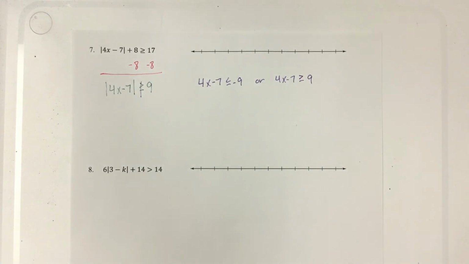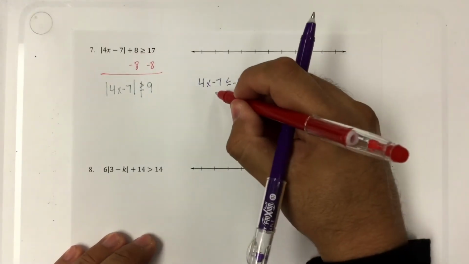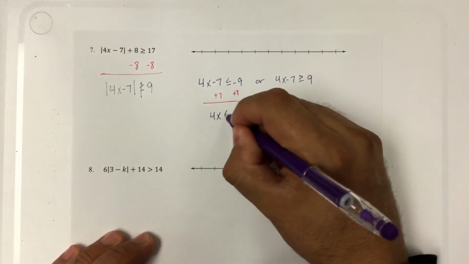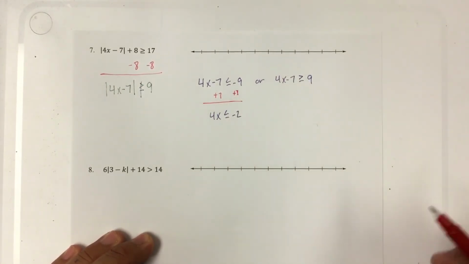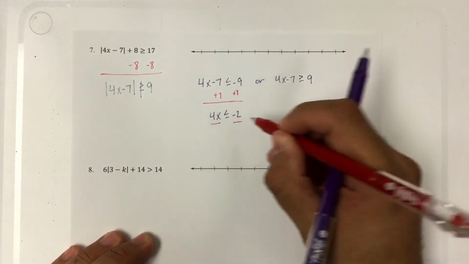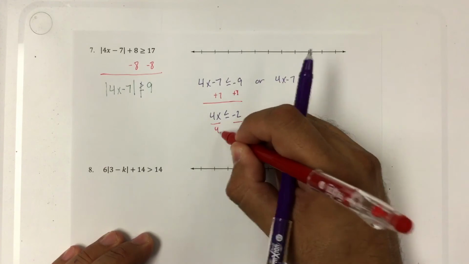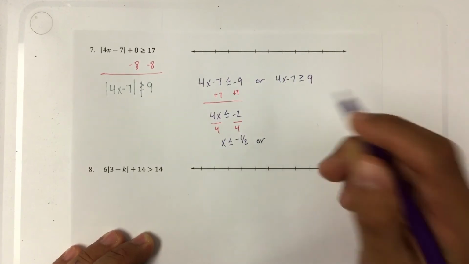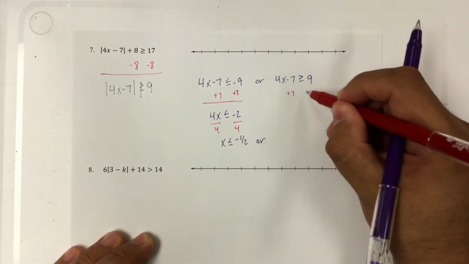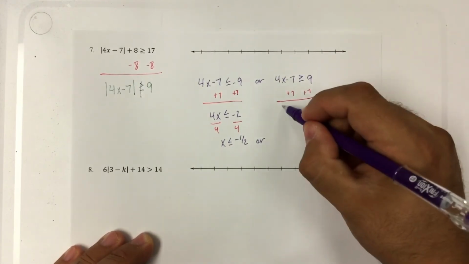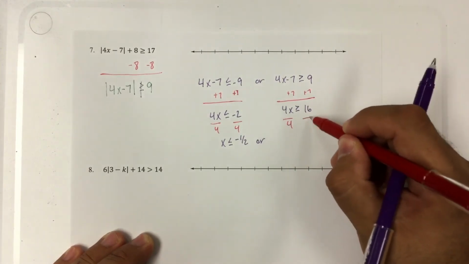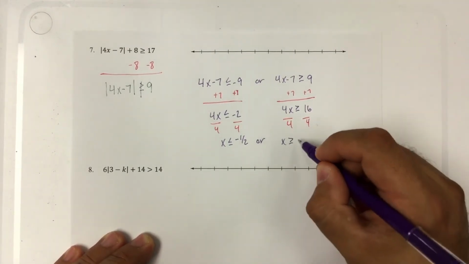Okay. So from here, we solve them. So we add 7 on both sides. So 4x is less than or equal to -2. What's the next step? Divide both sides by 4. And x is less than or equal to -1/2. Now on the same side, you should be doing the exact same process. Add 7. 4x is greater than or equal to 16. Divide both sides by 4. X is greater than or equal to 4.